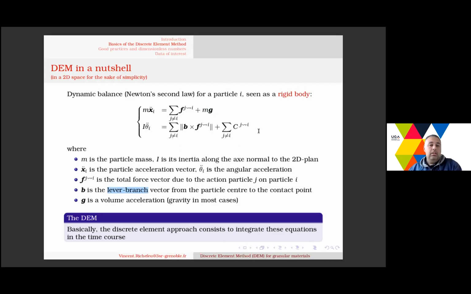So the DEM consists basically of considering these equations for each particle and integrating them. We will integrate in the course of time two times, because if we integrate one time, we will obtain velocity, and if we integrate the velocity, we will have position. Okay, so basically, it will be an explicit integration scheme to find the positions and velocities of all the particles.